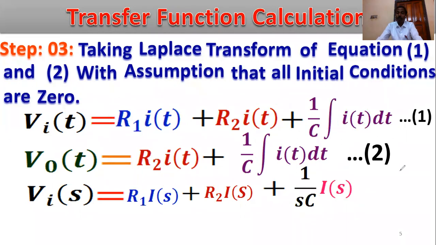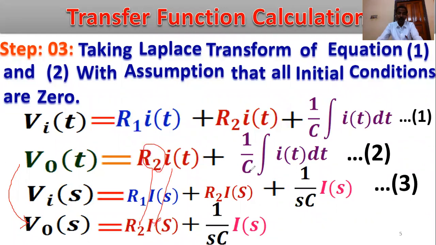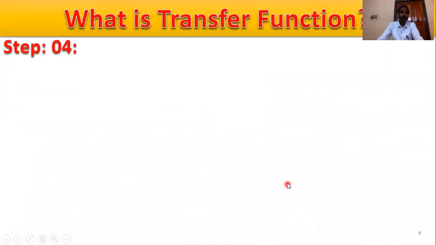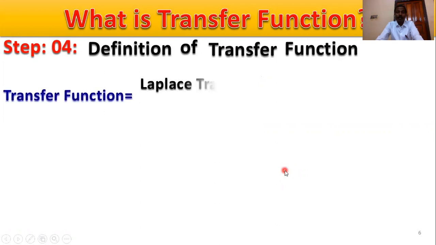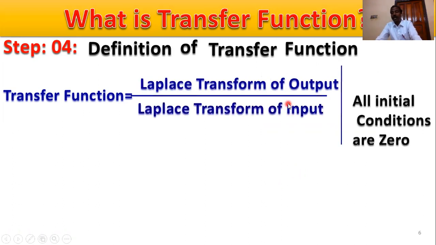Then taking the Laplace transform of the second equation, V0(t) becomes V0(S), and R2 times i(t) becomes R2 times I(S), plus 1/SC times I(S). This is the constant value, i(t) equivalent to I(S), and as already discussed, 1/C is constant and the integral of i(t) dt equals I(S)/S. So this is equation number 4. Then what is the transfer function? By definition, the transfer function equals the Laplace transform of output divided by the Laplace transform of input, with all initial conditions zero.